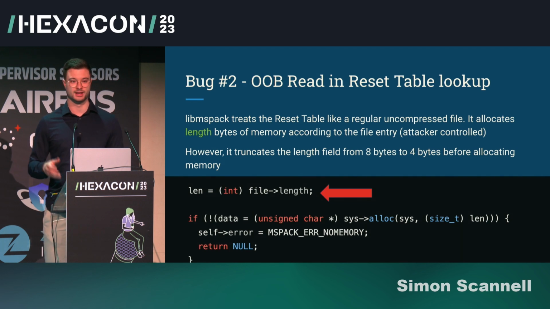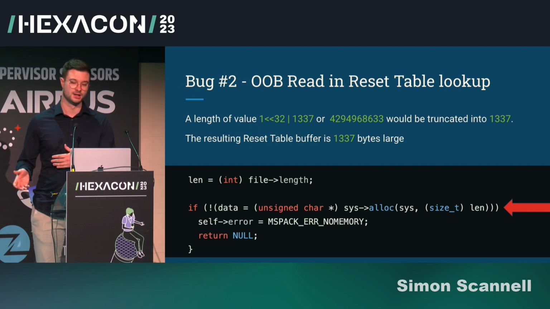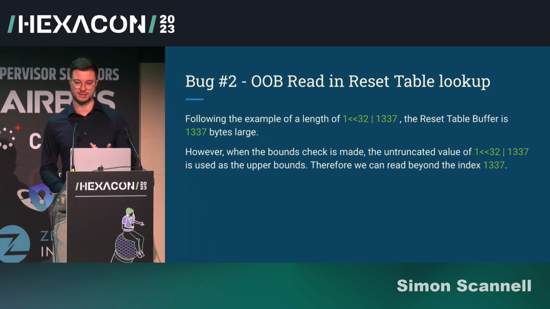So we can see that the file length variable, which is attacker controlled, is truncated from an 8-byte signed int type to just a signed 4-byte integer type. And in the line below, we can see the allocation where the data array is allocated. So let's follow this code with an example. Let's just say an attacker were to provide a length of value 1237 with the 32nd bit set, which results in just a giant value that you can see here. But once this is truncated to 4 bytes, the actual size will be 1237, which means the reset table buffer is 1237 bytes large.